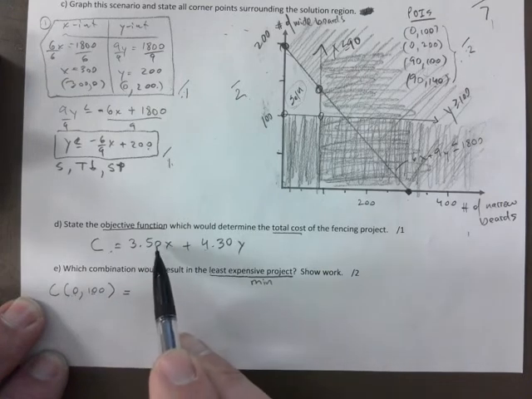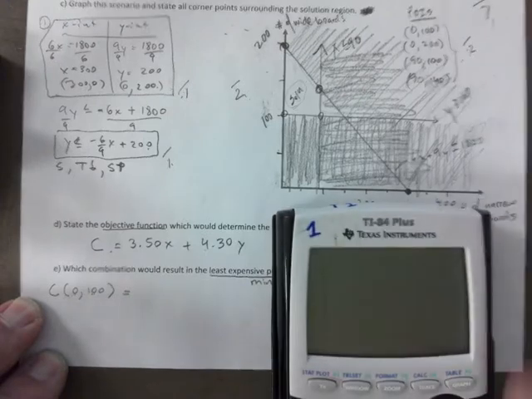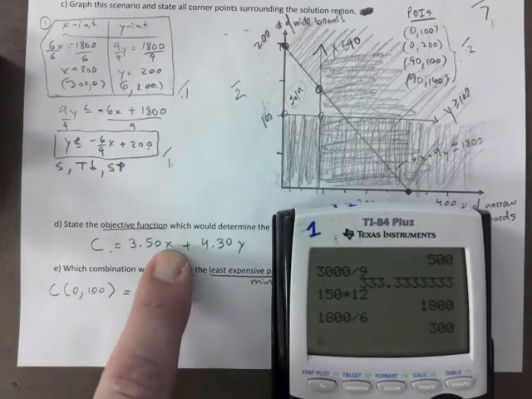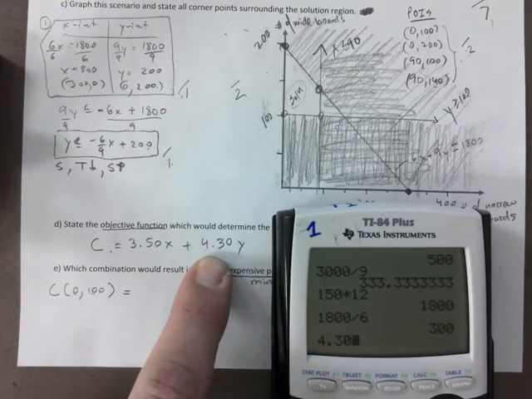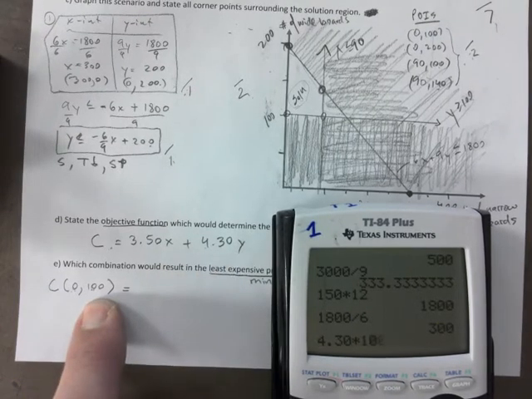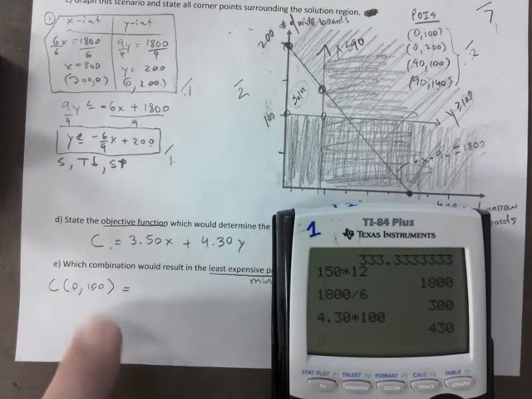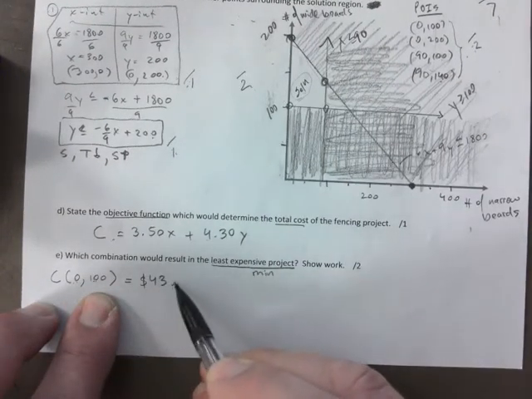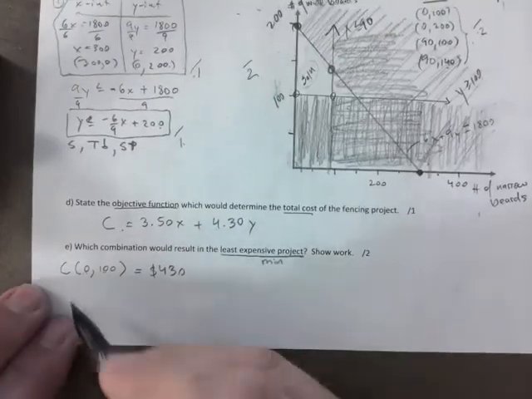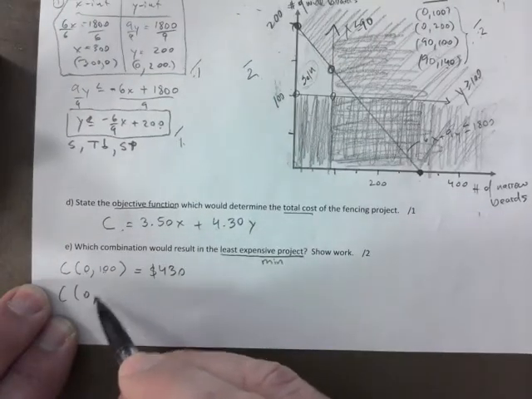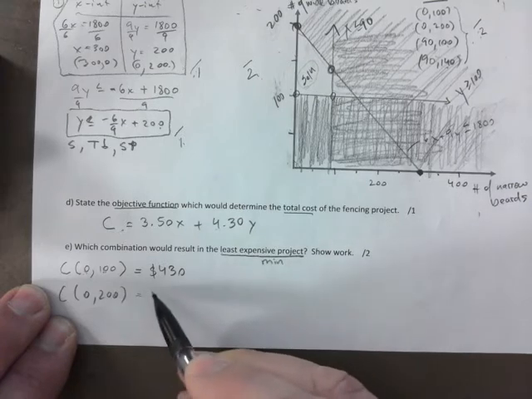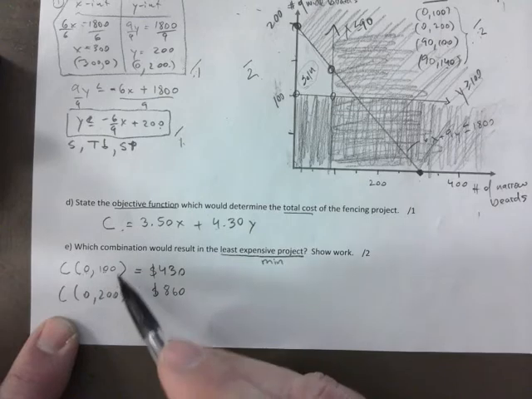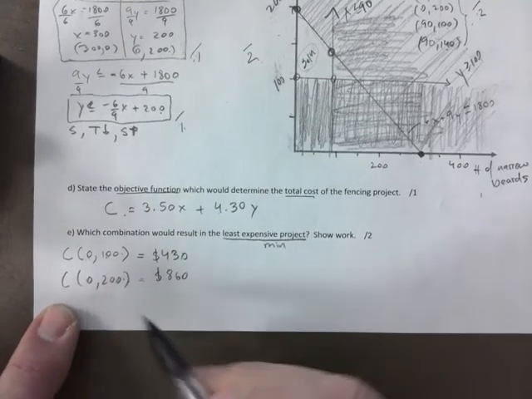If you plug that into this, you can have your calculator next to you. This is 0, so you just go 430 times y, which is 100, right? So that's 430 would be the cost under this first scenario. Okay? And then you go cost of (0, 200). Of course, that would be 860. It's double the previous amount.